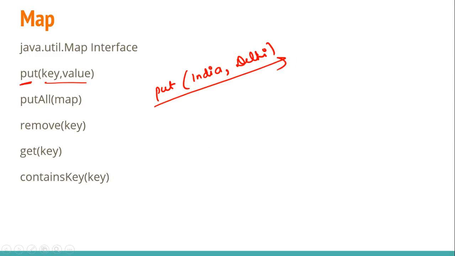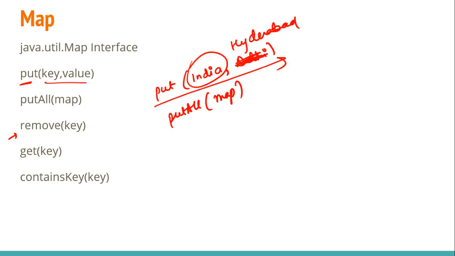Now let's say we already have a map and we want to create a new map, so we use putAll and pass the current map into it. Similarly, if you want to remove, you can remove just by mentioning the key. Let's say you incorrectly entered the data for India, and the capital you mentioned instead of Delhi was Hyderabad, which is incorrect, and now you want to remove it. You simply have to say remove India. That will remove this particular key value pair from the map, and then you can add the right entry.